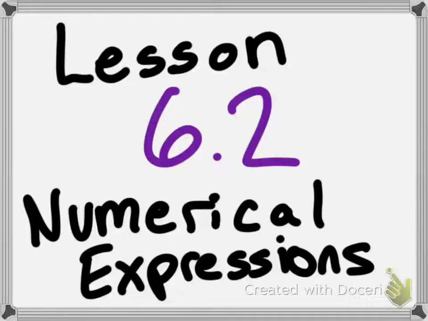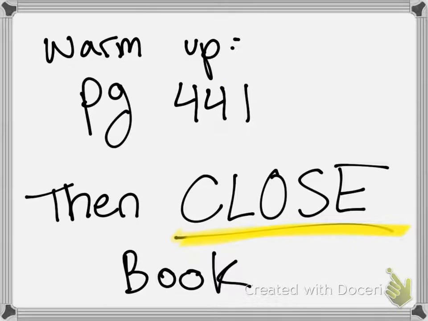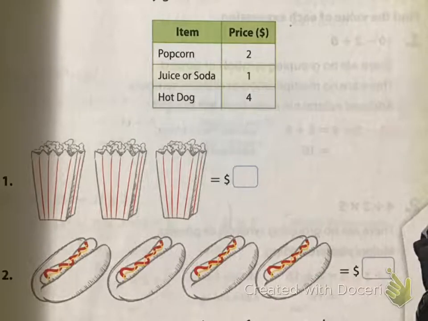So we're starting lesson 6.2 on numerical expressions. I want you to do the warm-up on page 441, and when you finish, close your book so I know that everybody's finished. Let's look at this together. So, how many popcorns do we have?